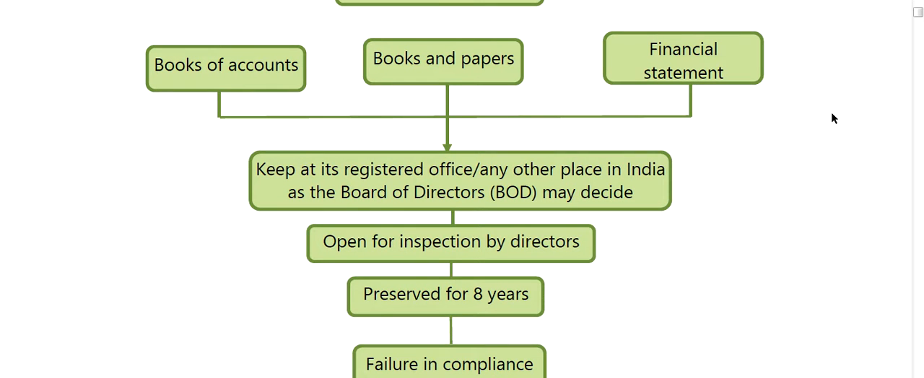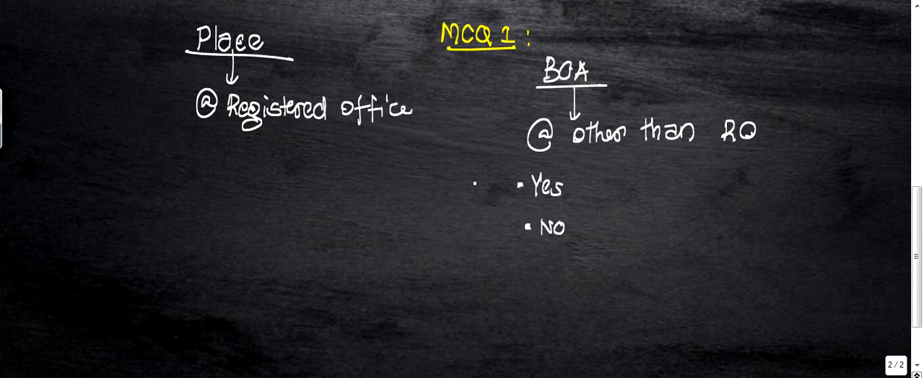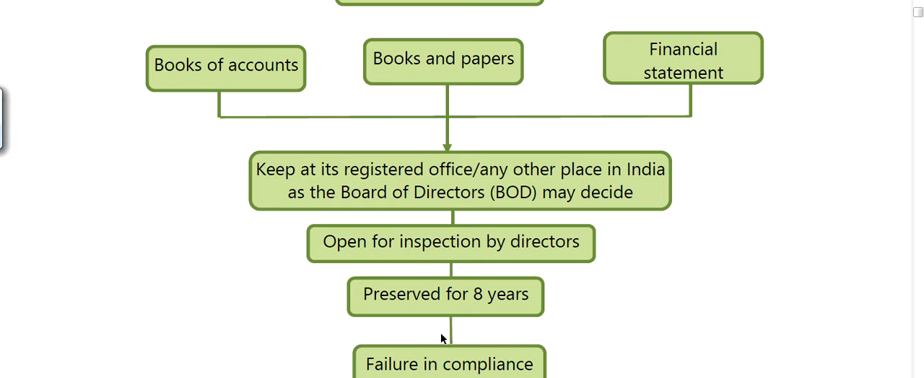These 3 things are kept at its registered office or any other place in India as the board of directors may decide. So the place of books of account will be at the registered office. Say an MCQ, a probable question: can books of accounts be placed at a place other than the registered office? Answer is yes, but board of directors approval is required, as per the decision of the board of directors.